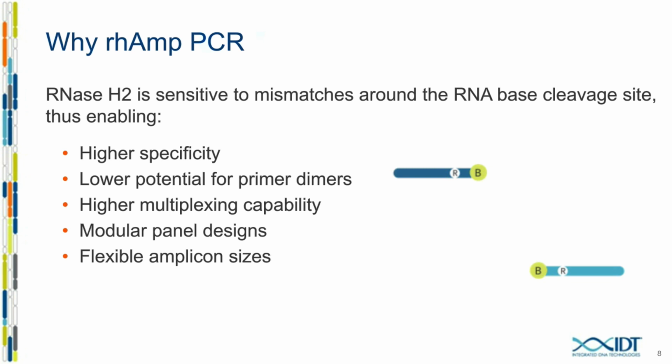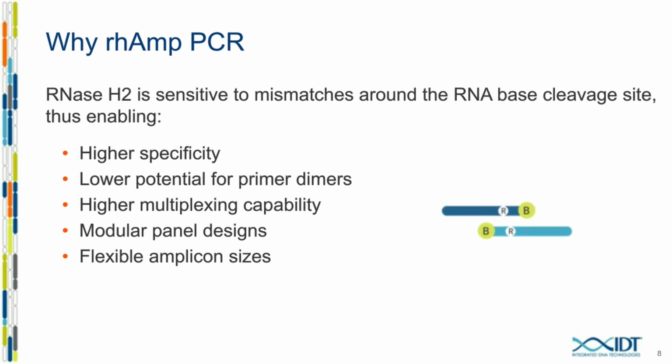So again, why rhAmpPCR? As I've just mentioned, RNase H2 is sensitive to mismatches around the cleavage site. So this enables higher specificity and gives us a lower potential for primer dimers. That allows us to perform a higher level of multiplexing, have modular panel designs, and flexible amplicon sizes.